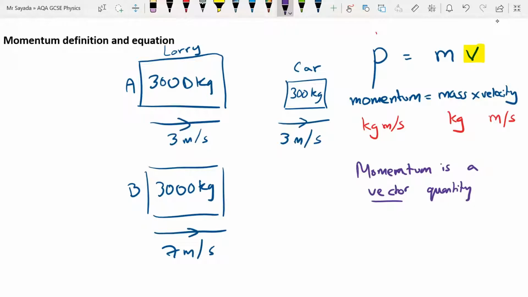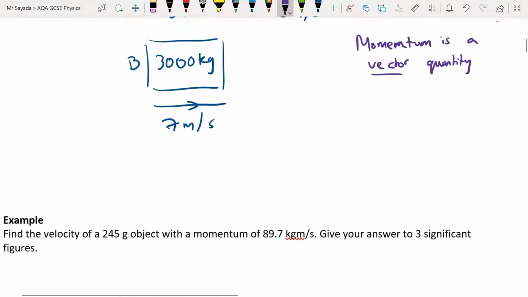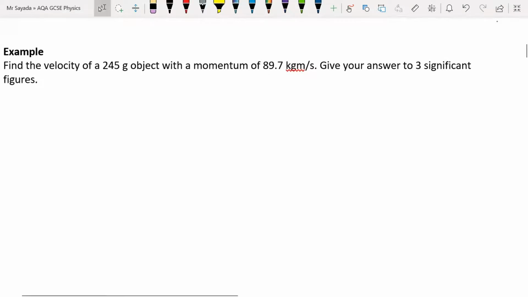So let's have a look at some examples to understand this in more detail. So firstly, using the equation which we just learned, momentum is mass times velocity. Pause the video, have a go at this question, press play once you're ready.